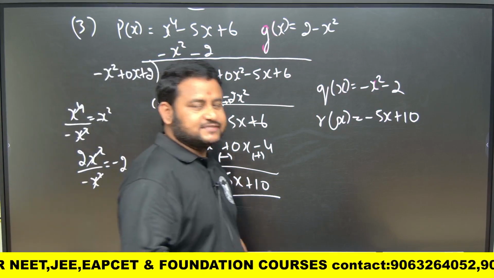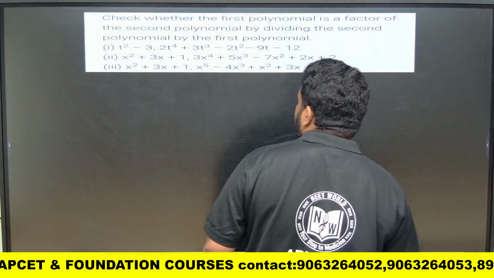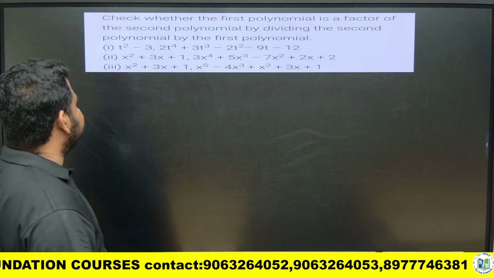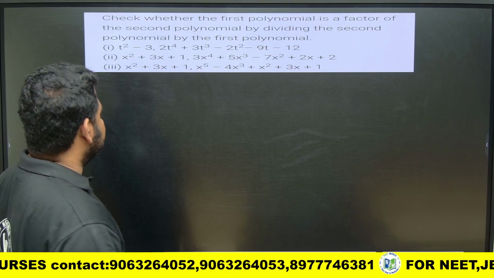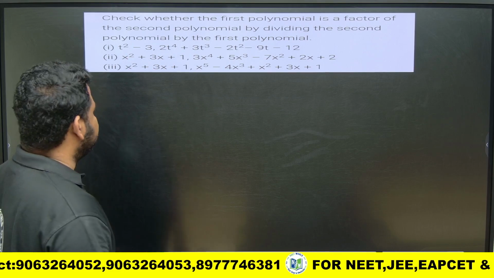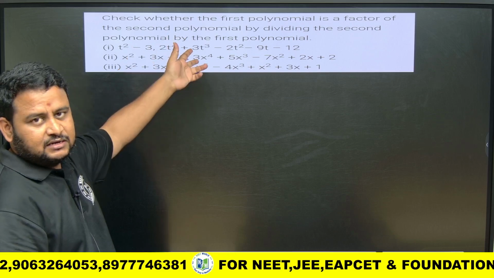Now let us move to the second one. What is there? Let us see. They have given: check whether the first polynomial is a factor of the second polynomial by dividing the second polynomial by the first polynomial. They are asking whether the first polynomial is a factor of the second polynomial. That means we have to divide and check whether it is a factor or not.